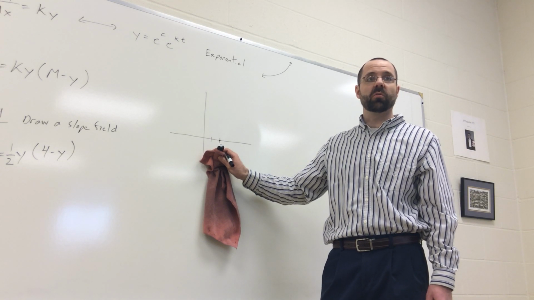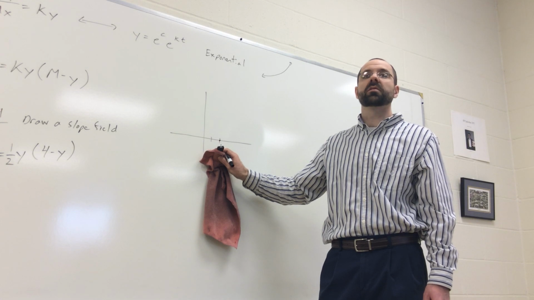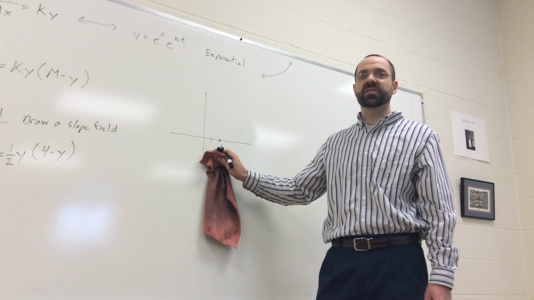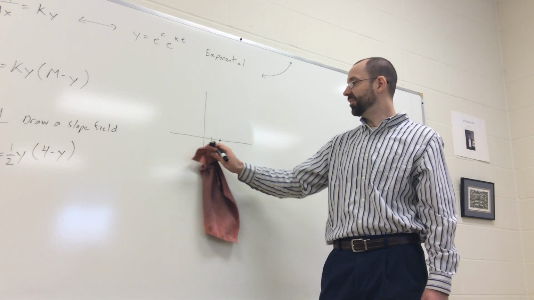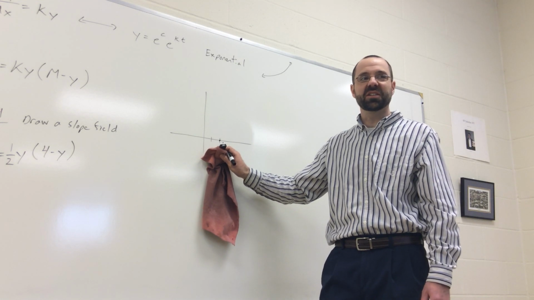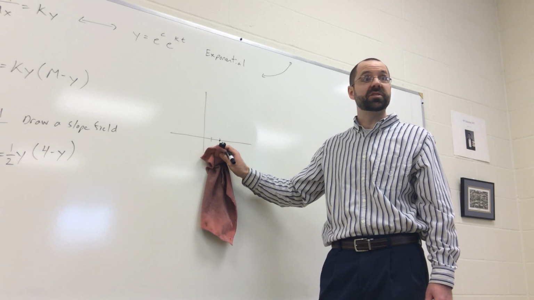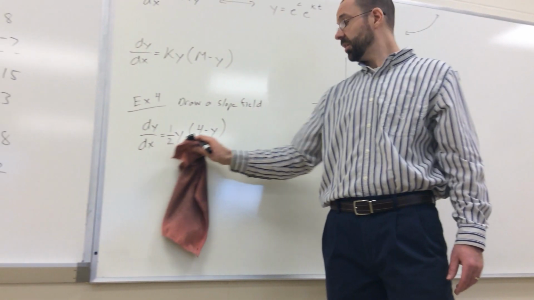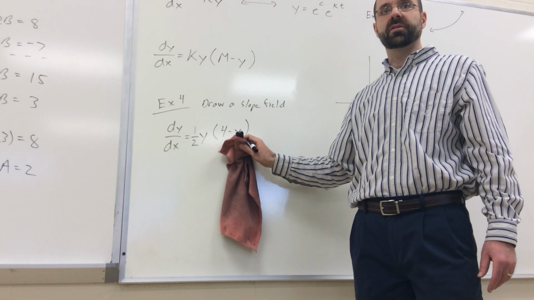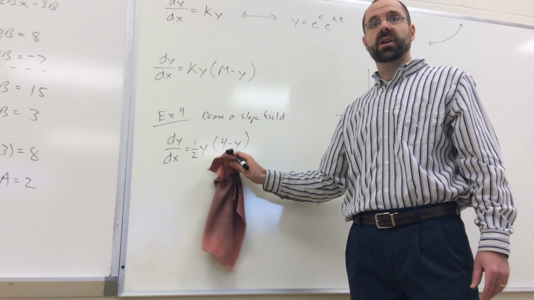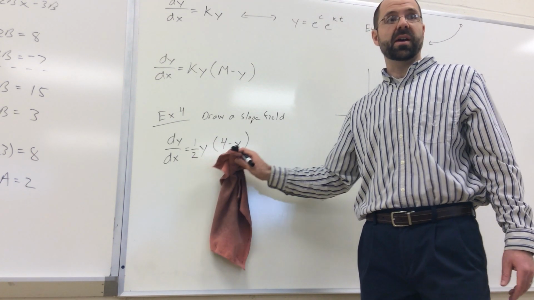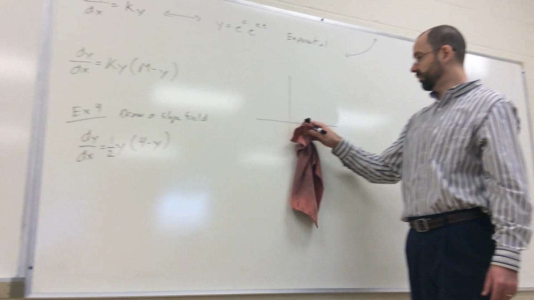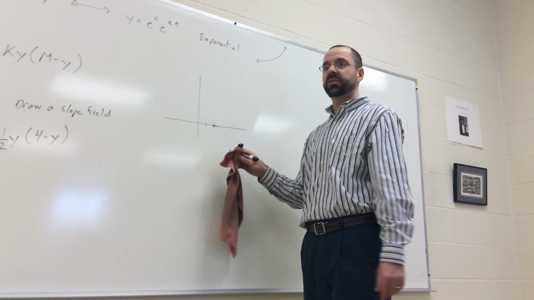For the point 2, 0, what's the y? 0. 2 comma 0. That's all good. That's why I was asking, to get us thinking. So 2 comma 0, the y is 0. So we just take 1/2 times 0 times 4 minus 0. 4 minus 0 is 4. 1/2 times 0 times 4 is 0. So the slope at that point is 0. So we just draw a tick mark that reflects that, slope of 0.